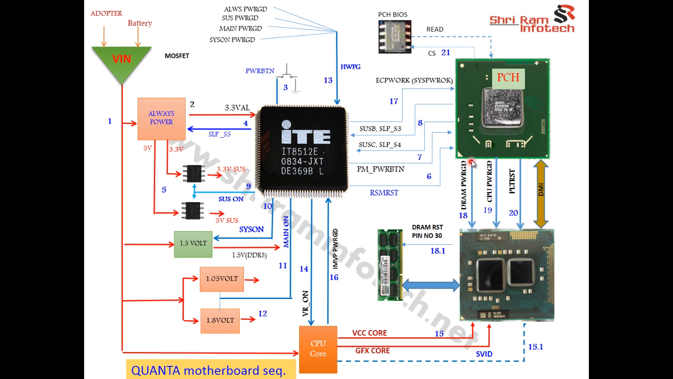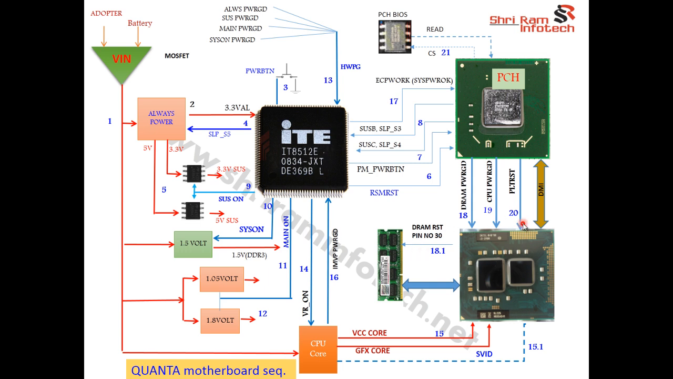First it emits one signal called the DRAM power good, that means the RAM power good. That's step number 18. Once the PCH sends out the signal, the CPU sends out another signal called the DRAM reset. This signal you can check on DDR3 RAM pin number 30. Here you should get 1 volt. If you find 1 volt here at pin number 30, that means the PCH sent the DRAM power good signal to the CPU, and the CPU emits this DRAM reset signal to the RAM. Now it is ready to communicate with the RAM.